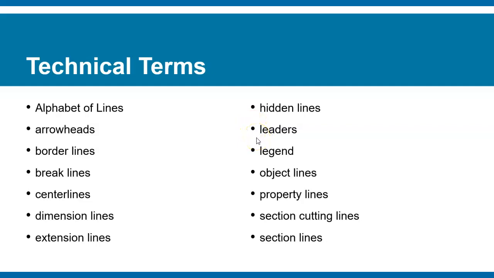Leaders, we'll see examples of leaders. Legends give you, it's like a reference. It's kind of like a library, but an index of different objects, either lines or abbreviations or symbols, so that you know when you see a symbol what it means, its intended meaning. Object lines, again, we'll see examples of object lines.